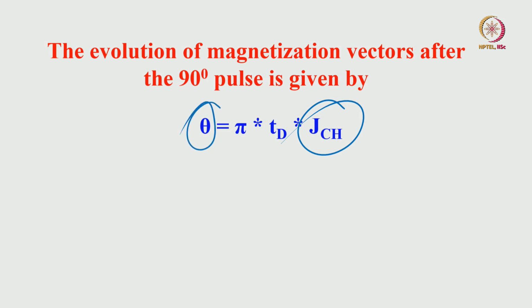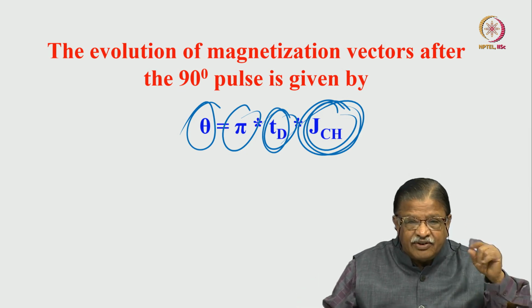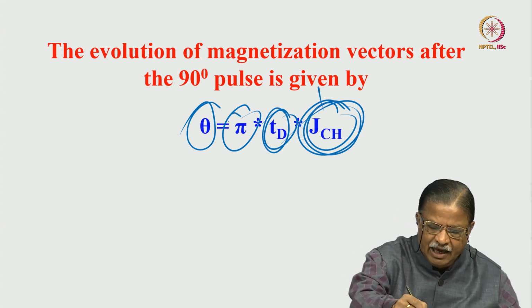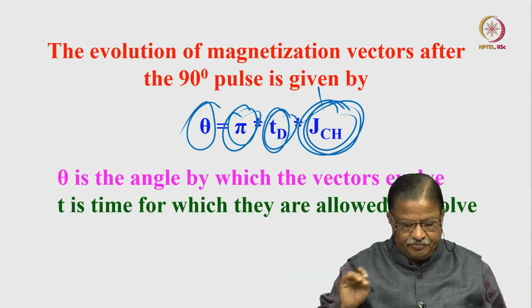And theta is given by pi into time delay into J coupling. If you know this J coupling, and you know the delay you have given, then I can tell you how much the spin vectors have moved in the xy plane. Very easy to calculate. All you need to know is time delay and J coupling. And I know this is a constant. I know the angle by which these vectors have moved.